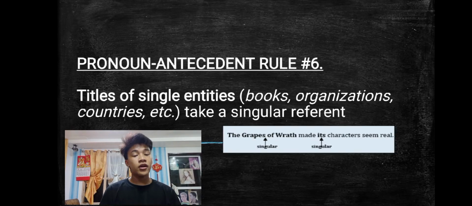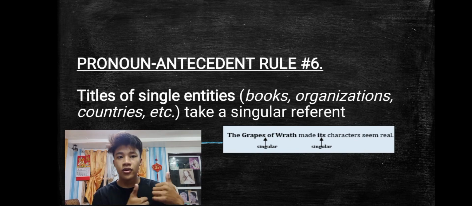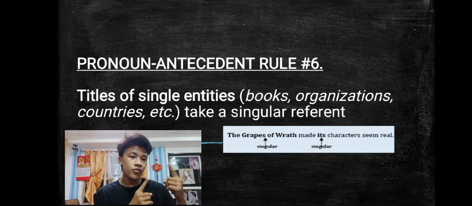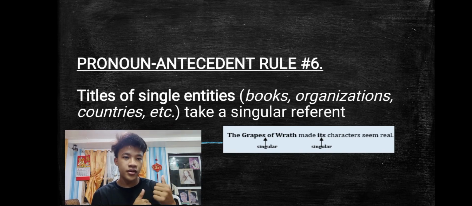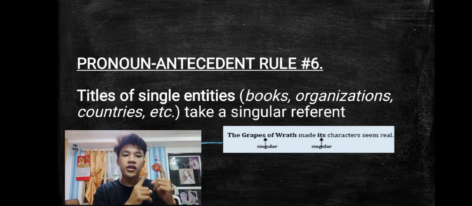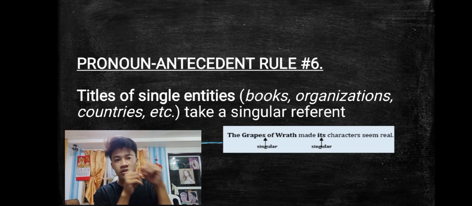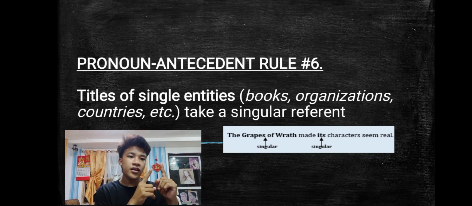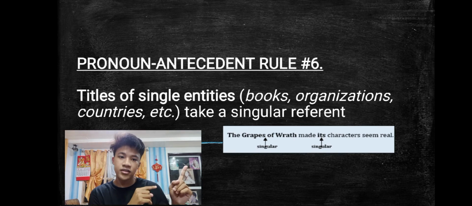Pronoun antecedent rule number 6: titles, single entities, books, organizations, countries, and so on take a singular referent. Like the example: The title of the book, The Grapes of Wrath, made its characters seem real. The singular is the title of the book, The Grapes of Wrath, and another singular is its.